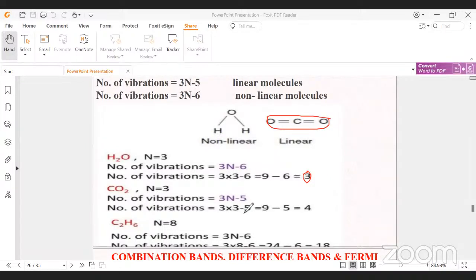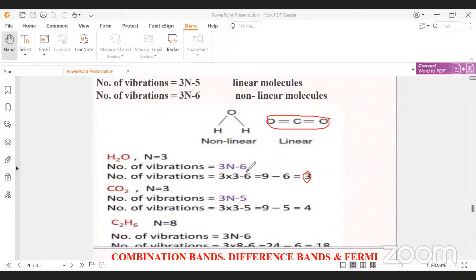H2O has two hydrogens and one oxygen, total three atoms, where n is equal to 3. CO2 is also 3 atoms, one carbon and two oxygens. One is linear and the other is non-linear, so by the formula we can get that. CO2 is a linear molecule, the formula is 3n minus 5. For the non-linear molecule, it is 3n minus 6.